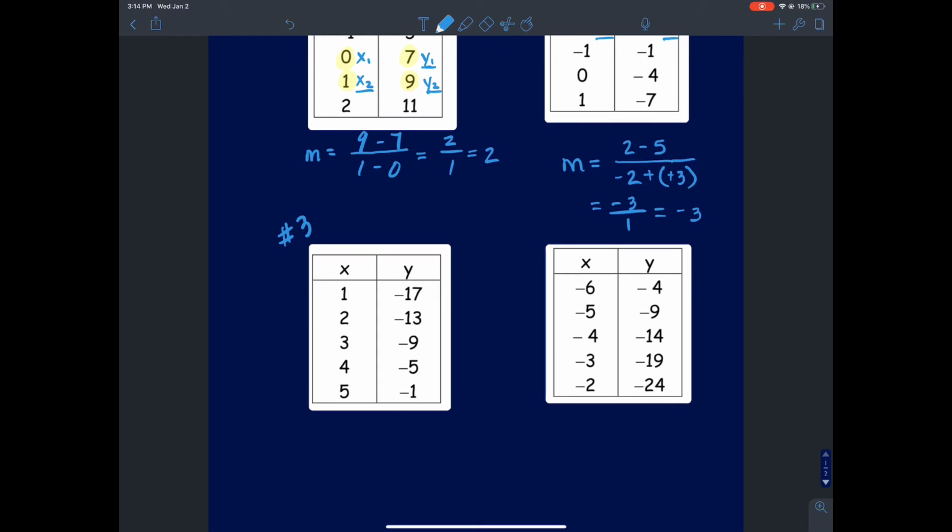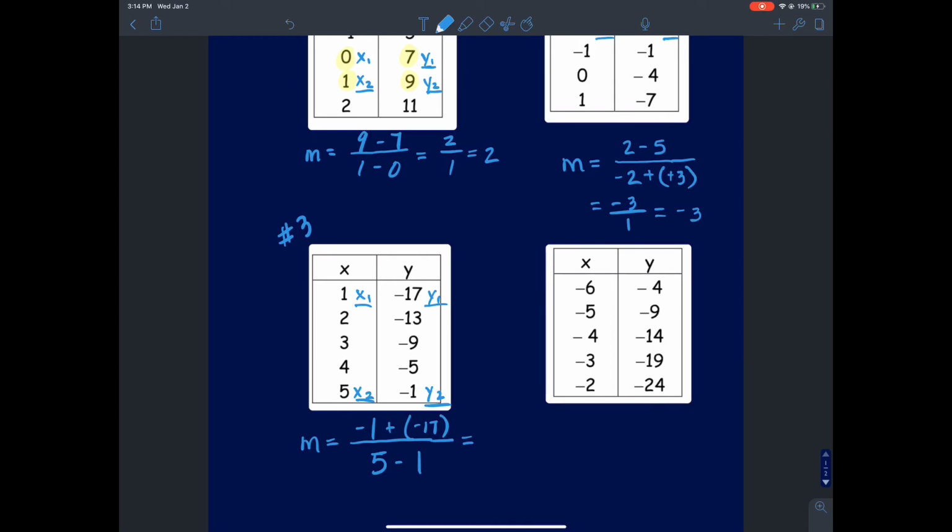You can actually pick values that aren't even consecutive values. So I could select 1 here to be x1, negative 17 to be y1, and then select the very last values in the table. Like 5 will be x2 and negative 1 will be y2. So in this case, we substitute in our values again. We're going to have y2 is negative 1 and y1 is negative 17. And then on the bottom, we're going to have 5 minus 1.